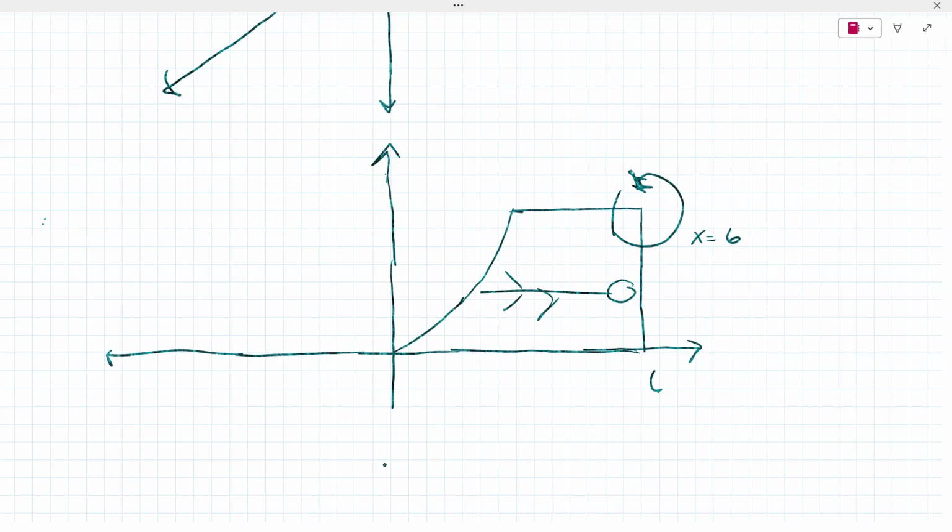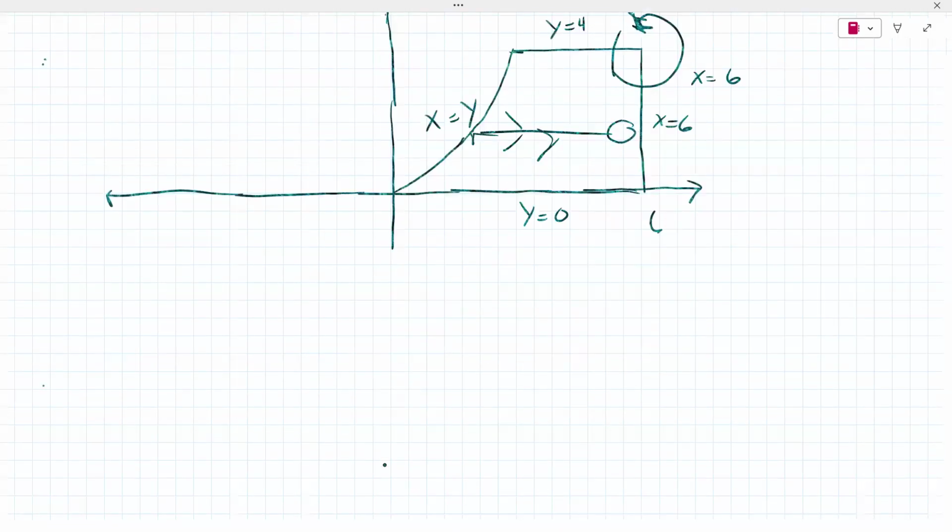And so the top, this is our head, is the top, and then our legs is the bottom. So this line is y equals 4. This line here is x equals 6. This line here is y equals 0. This line here is x equals y. So we're going to do the disk.